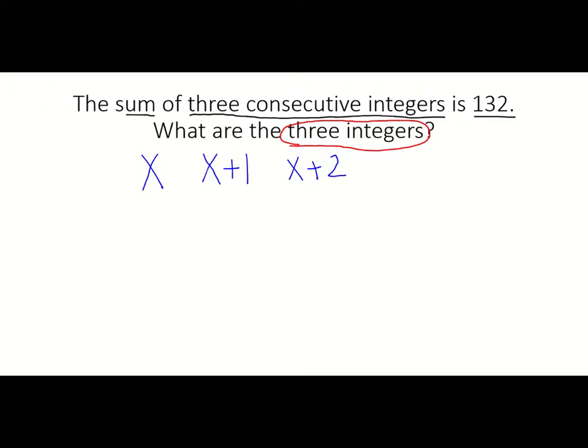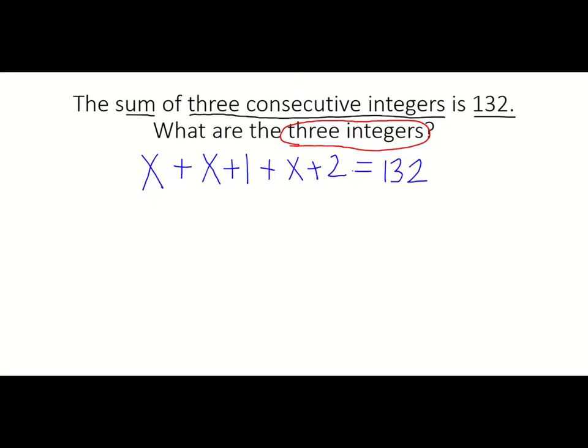Now that I have the three expressions to represent what's going on, it asks me to find the sum. So for the sum, I'm going to add all of these together. And when I add all of them together, it is saying that the sum is 132. So essentially, that's my equation that I then need to solve. I have my three consecutive integers, x, x plus 1, and x plus 2. And when I add them all up, it should be 132. So let's solve the problem.